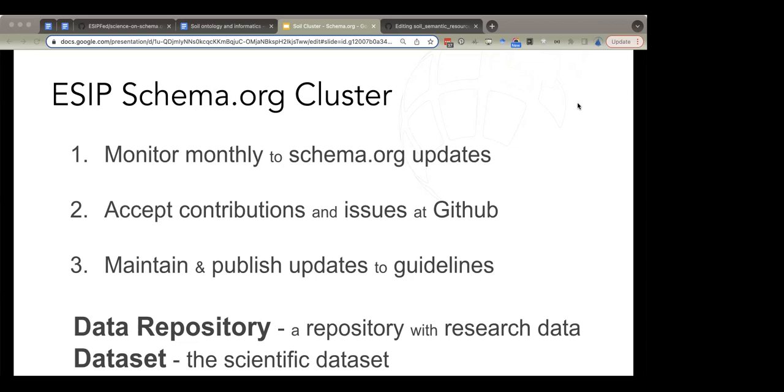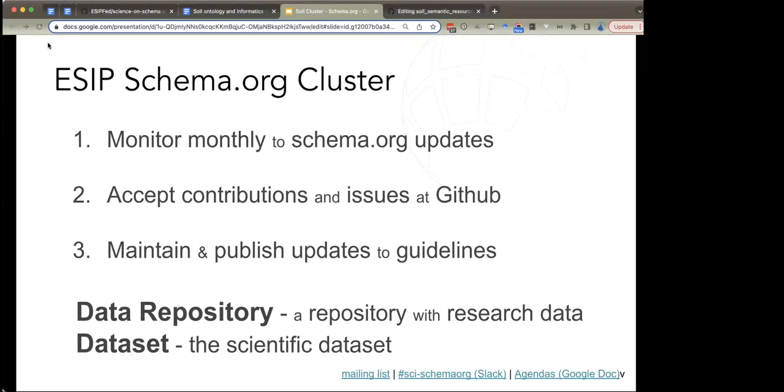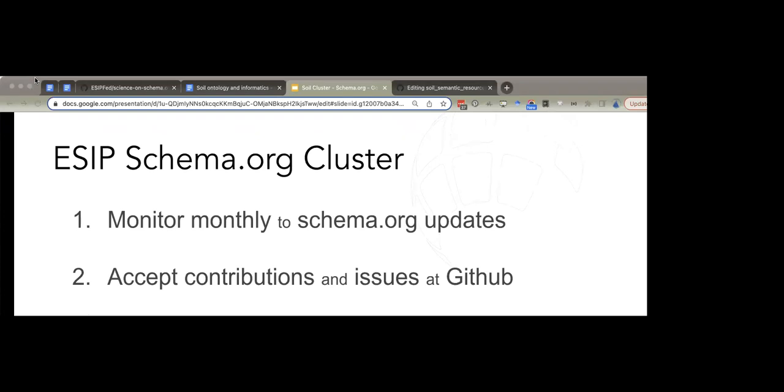But we also monitor schema.org itself. And so schema.org publishes a monthly update, monthly changes. And so we look for things that might be relevant to data sets and data repositories and other scientifically related types in the vocabulary for inclusion in our guidelines. And then also we maintain and publish and update these guidelines. Since 2019, we have published 3 updates to the guidelines, and those primarily revolve around the data repository and the data set, like I mentioned.